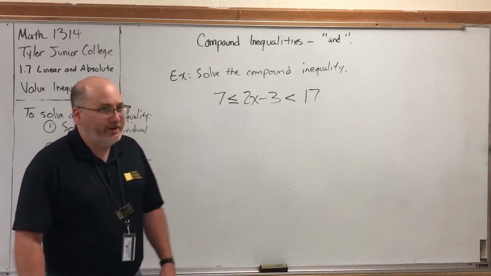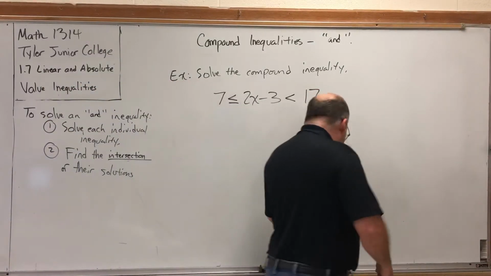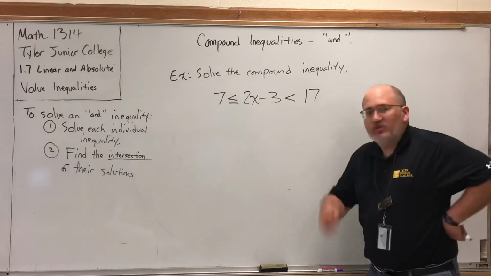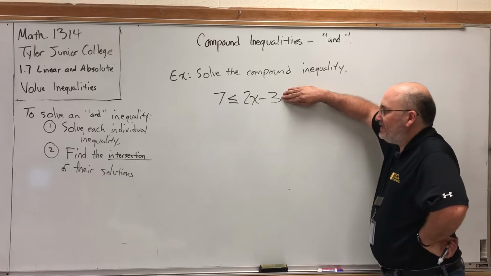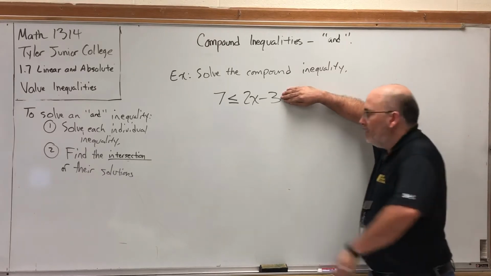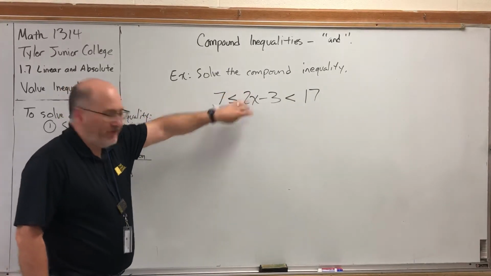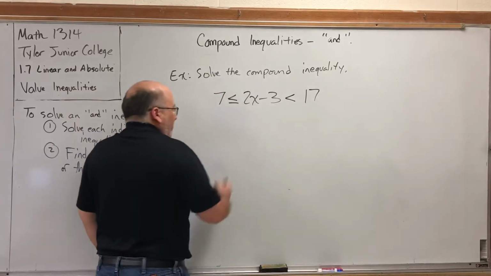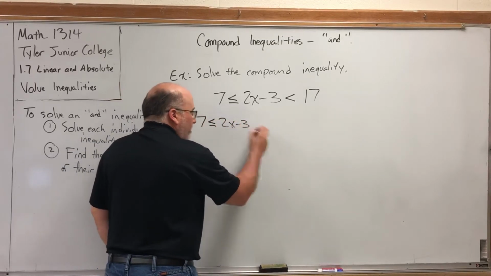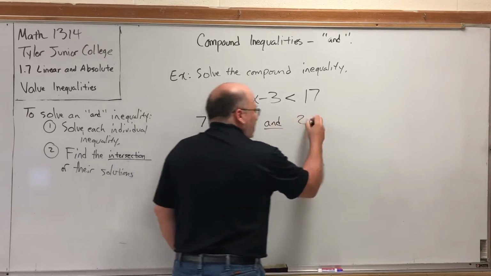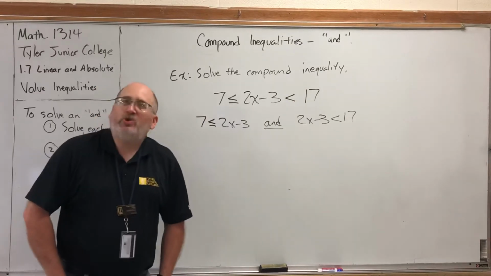This is what I affectionately call a run-on inequality. It's like it doesn't know when to stop. But it really is an and inequality, because here's the two things the 2x minus 3 has to satisfy. 7 must be less than or equal to 2x minus 3. And at the same time, 2x minus 3 must be less than 17. So in other words, this is equivalent to 7 is less than or equal to 2x minus 3, and 2x minus 3 is less than 17. So we could split this into its two inequalities.